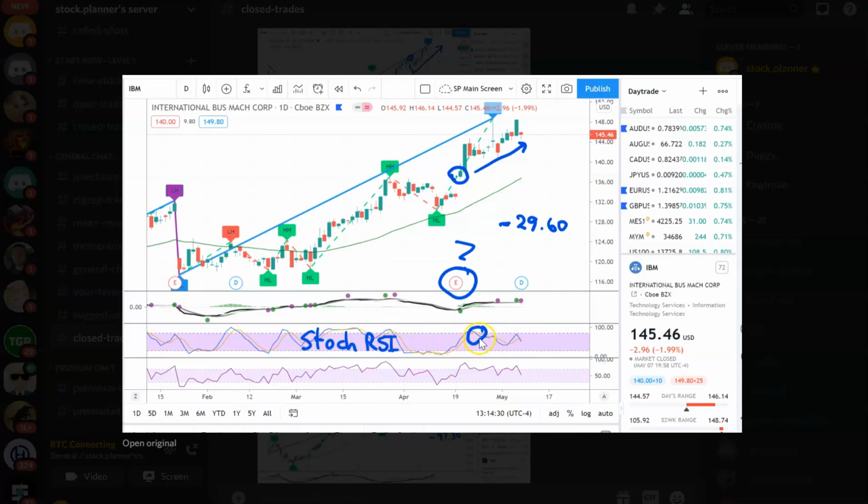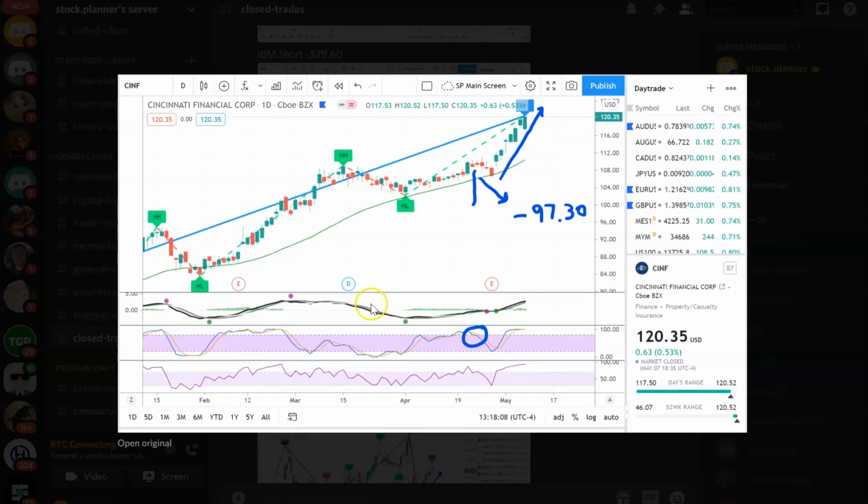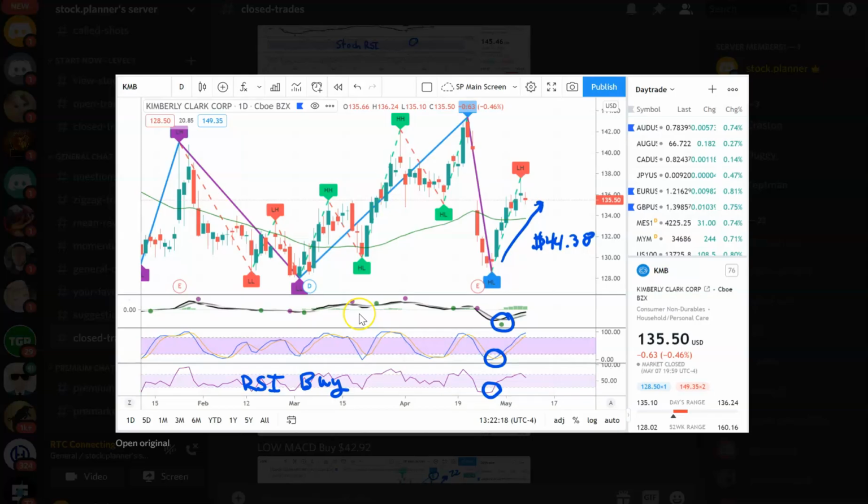This is another stochastic RSI. It looked like it's a short in this area here. And it went up $29. $30. A loss. IBM. Cincinnati Financial. I think the last 2 times I played this Cincinnati Financial, I've lost as well. Short, long, not good. Earnings, maybe the mistake was at earnings. $97 loss. I guess I'm trying to end this with a positive note.